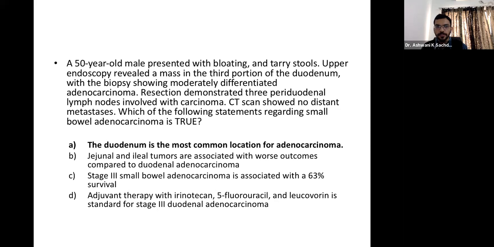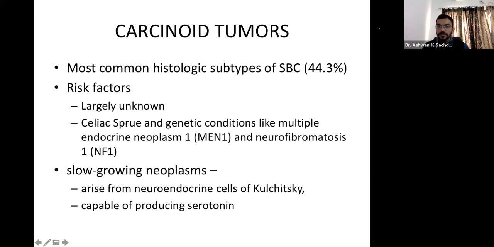So answer is A. Coming on to the carcinoid tumors in small bowel, it is the most common histological type of small bowel cancer. Risk factors are not known, but celiac sprue and some conditions like multiple endocrine neoplasia, MEN1, and neurofibromatosis, they are associated with slightly increased risk of small bowel carcinoid.